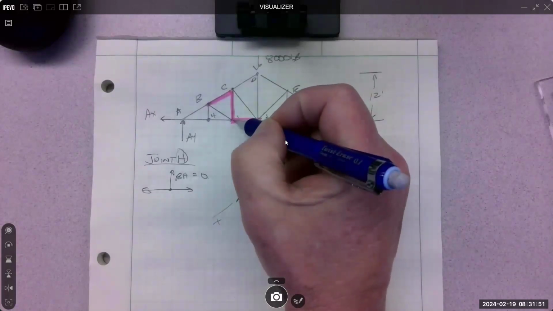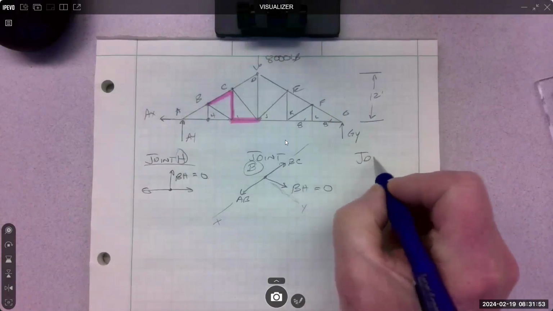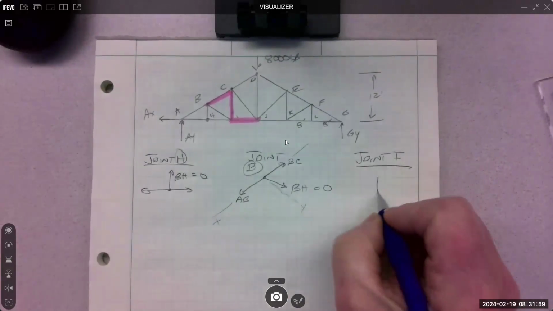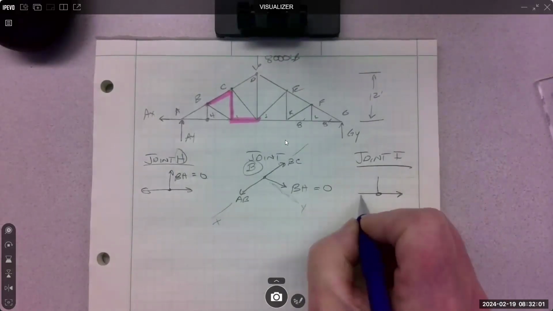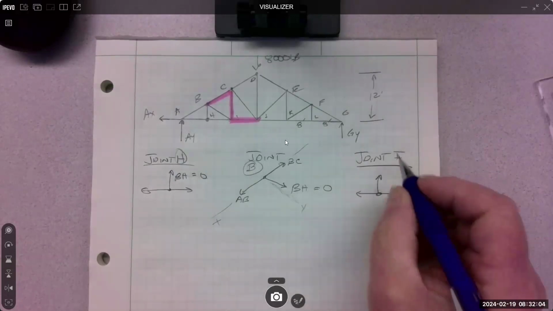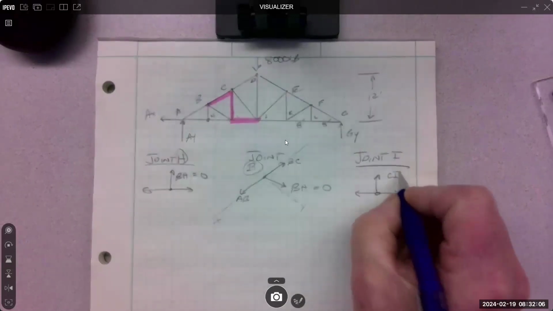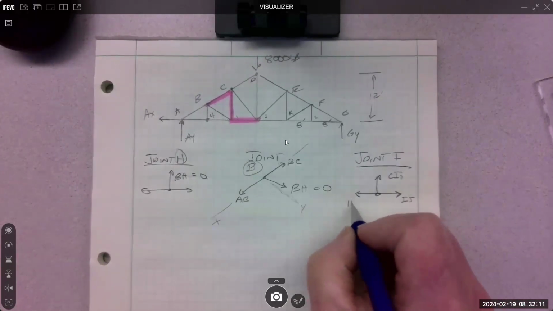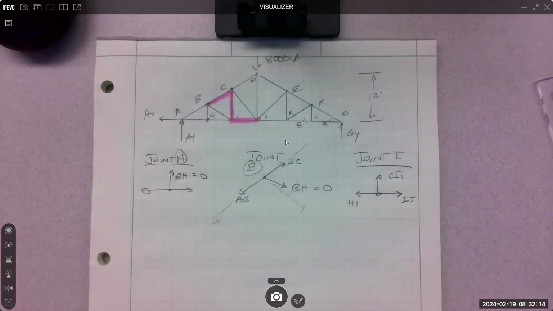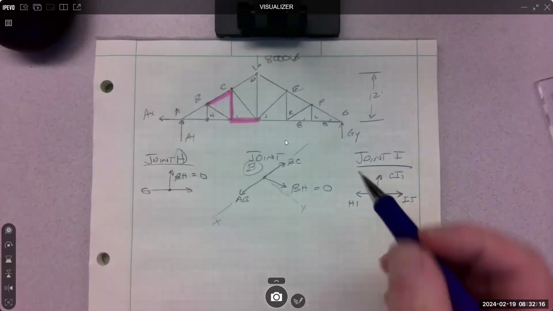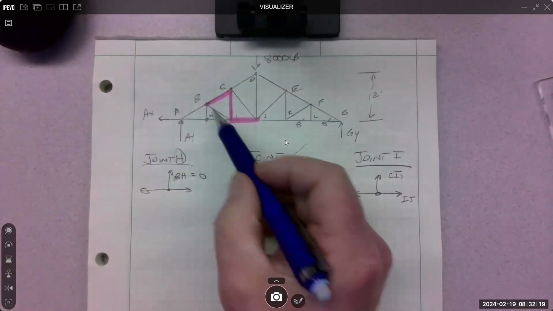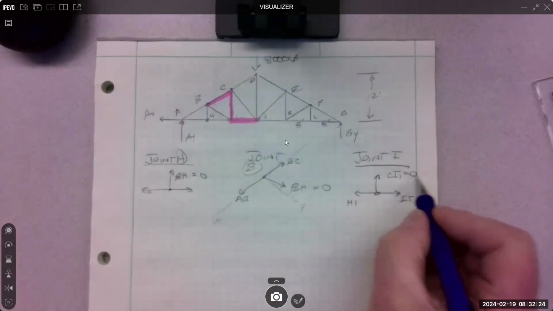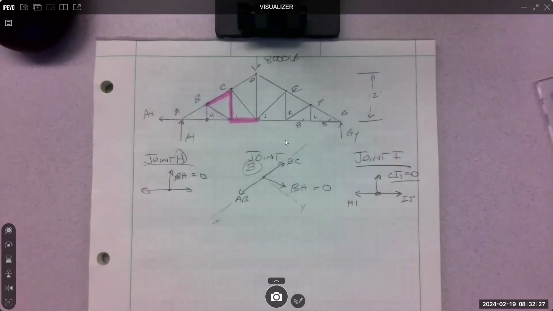I go to the analysis of joint I. No calculations here. I'm just drawing joints and thinking about, is there only one in a direction? This is CI. This is IJ. This is HI. So now I'm at joint I. And again, with this one gone, this one is zeroed out. It's a clean T. CI would have to be equal to 0. And that's one of the ones you're supposed to find.